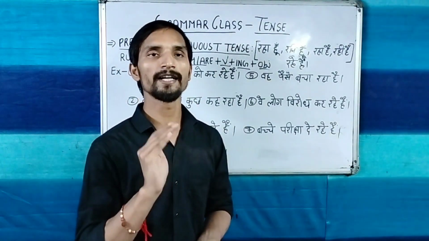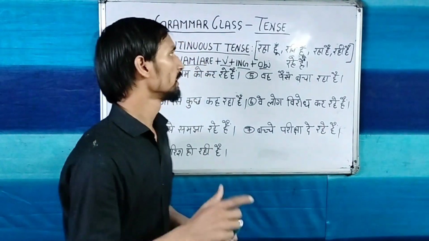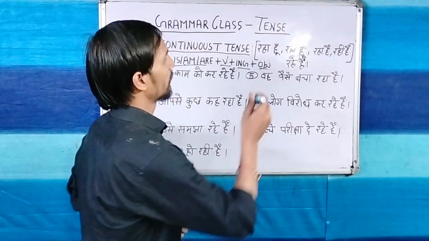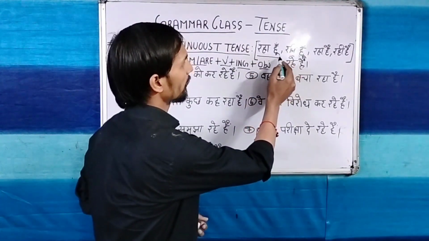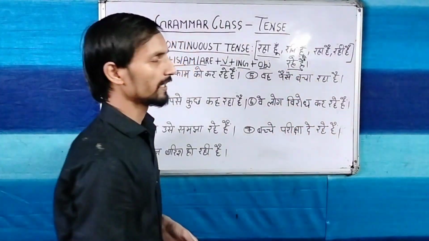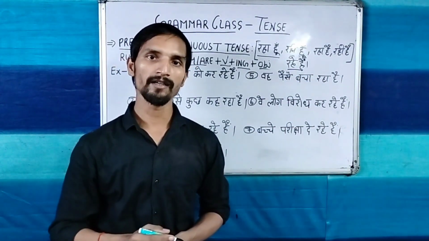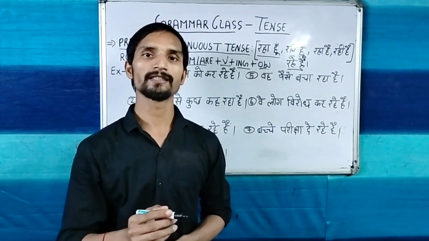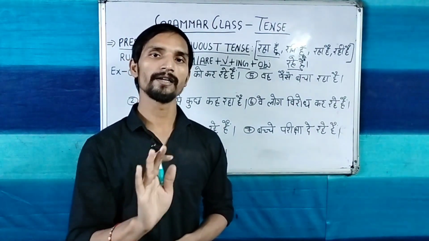Now what is the identity of the present continuous tense? That is, if in the main verb रहा हूँ, रही हूँ, रहा है, रही हैं and रहे हैं, such words are coming with main verb in the sentence, so that is called present continuous tense.